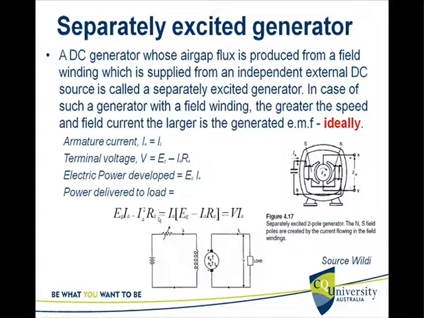So immediately there comes the efficiency issue, because there is an internal resistive loss here: EG IA minus IA squared into RA. Substituting from here, we can write IA times (EG minus IA RA), which is the same as V times IA. That's the power delivered to the load.